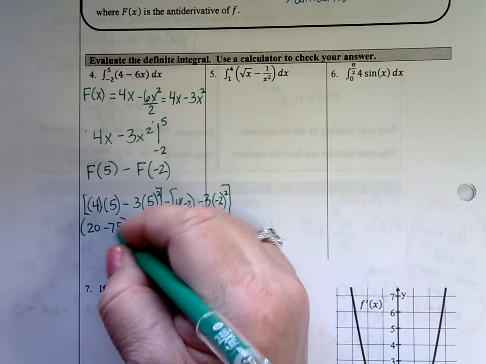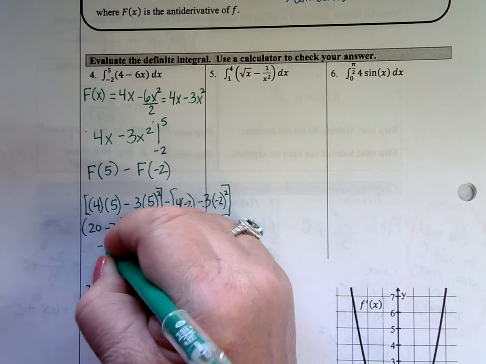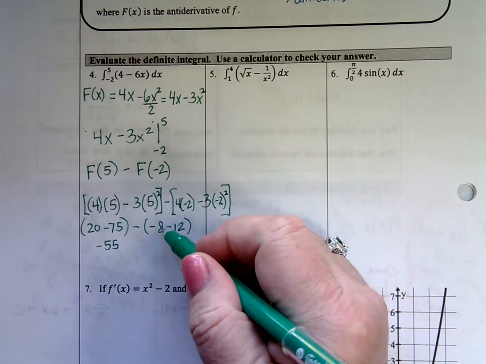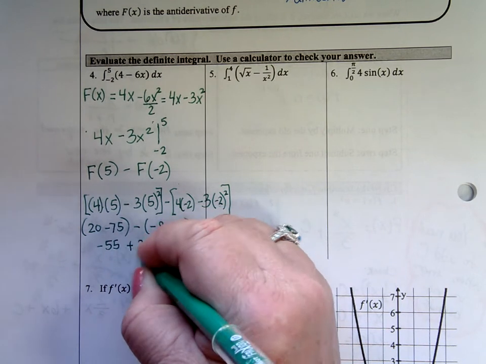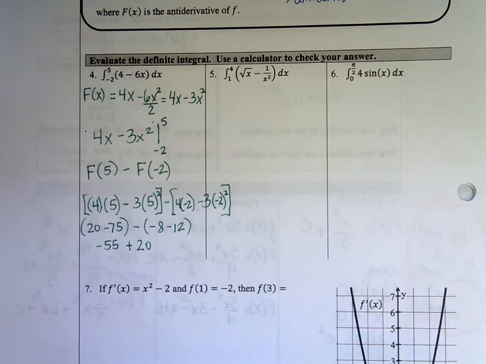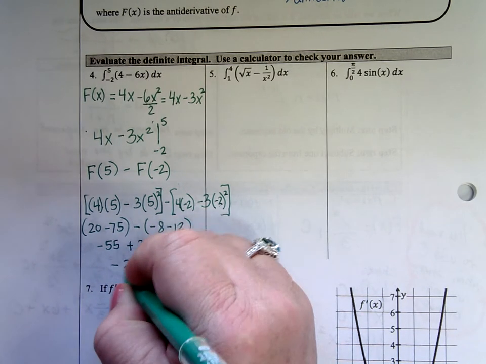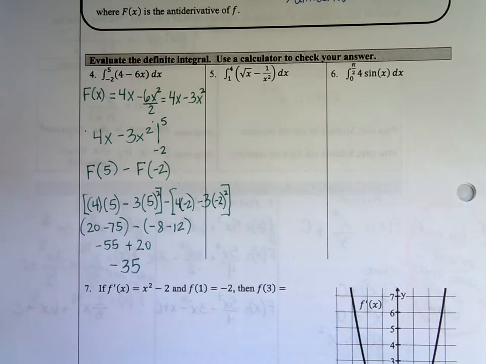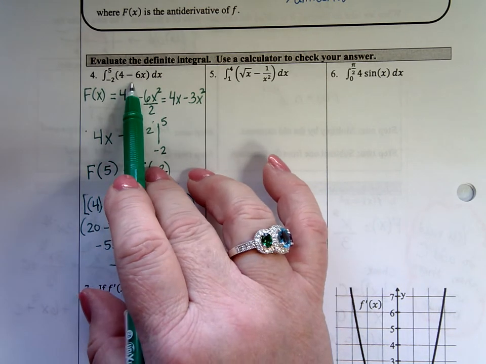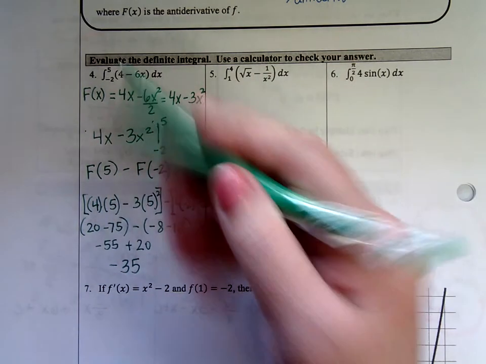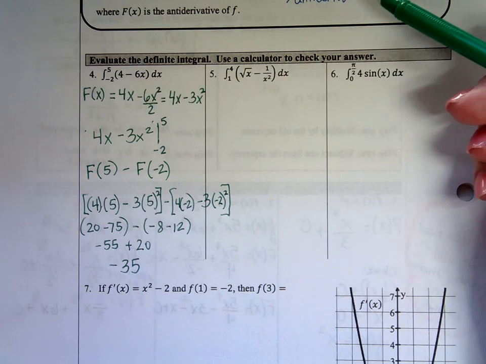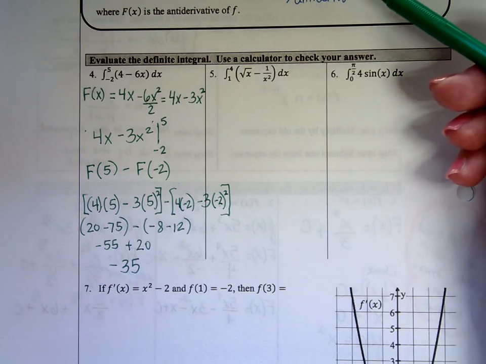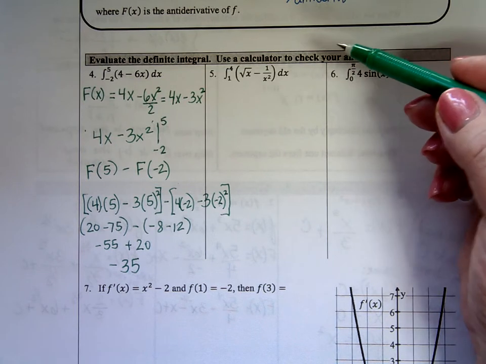So 20 minus 75 is a negative 55. Negative 8, negative 12 give you negative 20, but it's a minus a negative 20, so we're going to make that plus 20. And then add them up, and you get an answer, and your answer is negative 35. Well, that would be the same thing that you would get if you were to graph this and then figure out what the area was between those two locations. It's the same thing as finding that area. But you're actually doing it via algebra, doing it through the calculus stuff. So using antiderivatives. That's it.